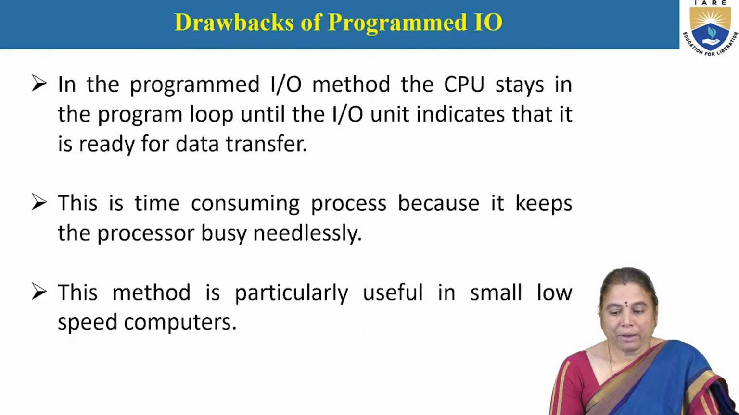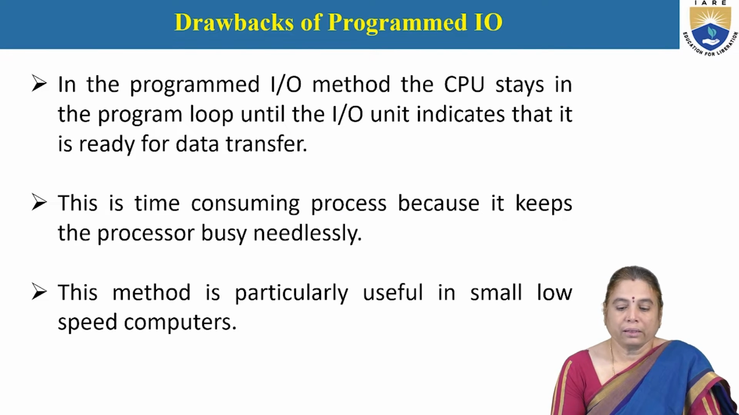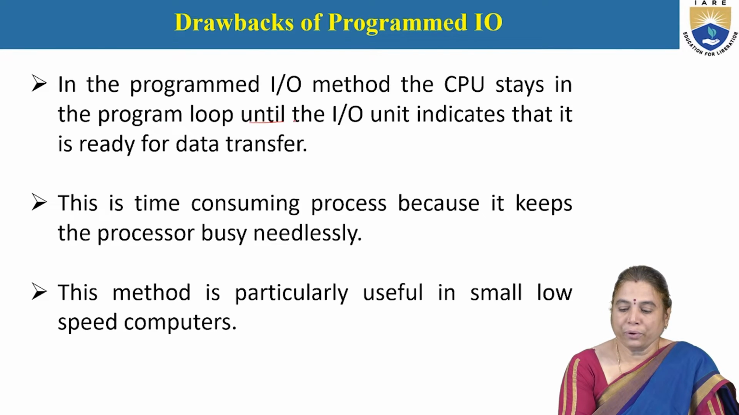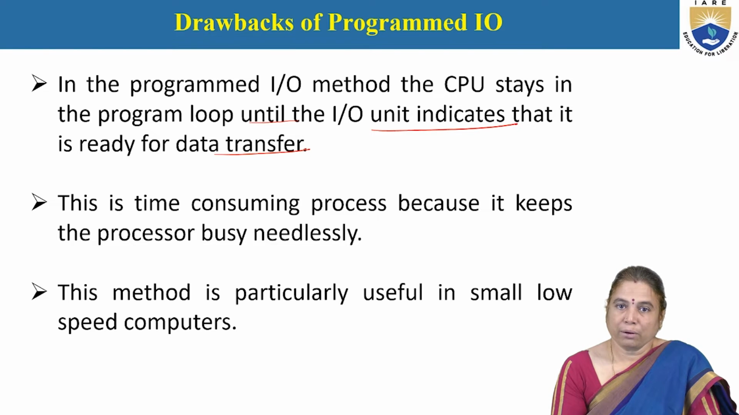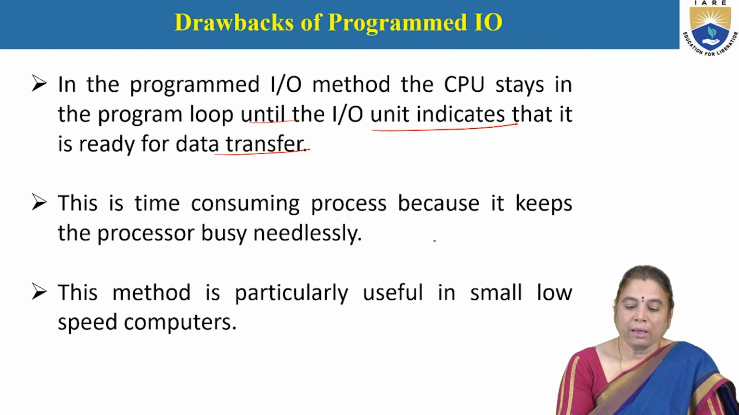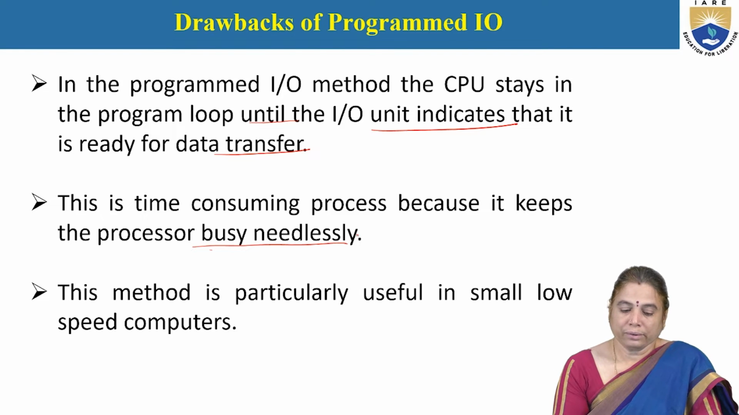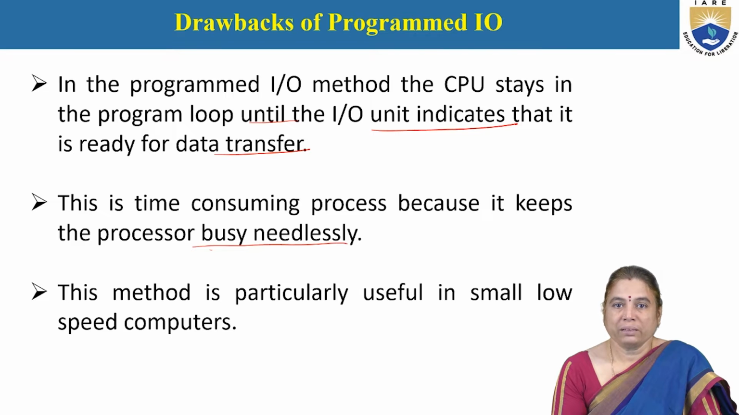So in the programmed IO method, the CPU stays in the program loop until the IO unit indicates that it is ready for data transfer. Continuous checking and monitoring is required, so this is a time consuming process. The processor is busy checking the flag register value. So this method is particularly useful for small and low speed computers, but here most of the CPU time is wasted checking the availability of data in the data register.